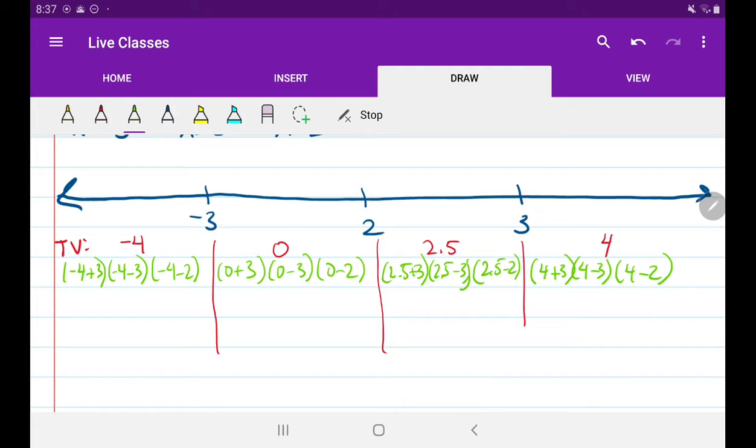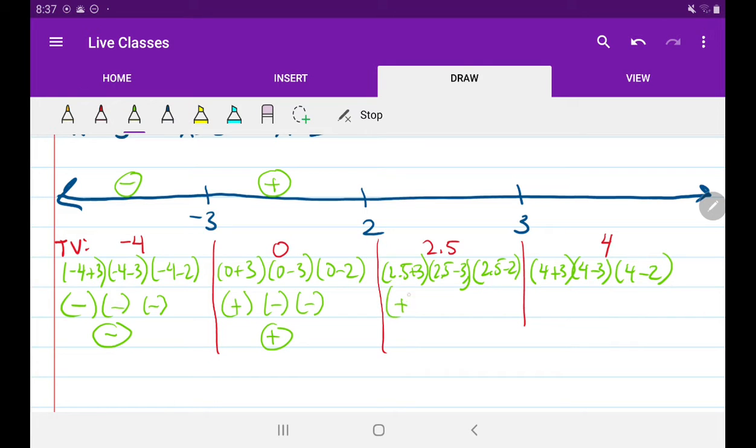Okay, so we can simplify all of these. So starting on the left side, so let's see. Negative 4 plus 3 is a negative, negative 4 minus 3 is a negative, and negative 4 minus 2 is a negative. So if you multiply out 3 negatives, you'll get a negative. So we'll be negative in that first zone there. 0 plus 3 is a positive, 0 minus 3 is a negative, and 0 minus 2 is a negative. So in here, positive times negative is positive, and so we're positive in our second zone.